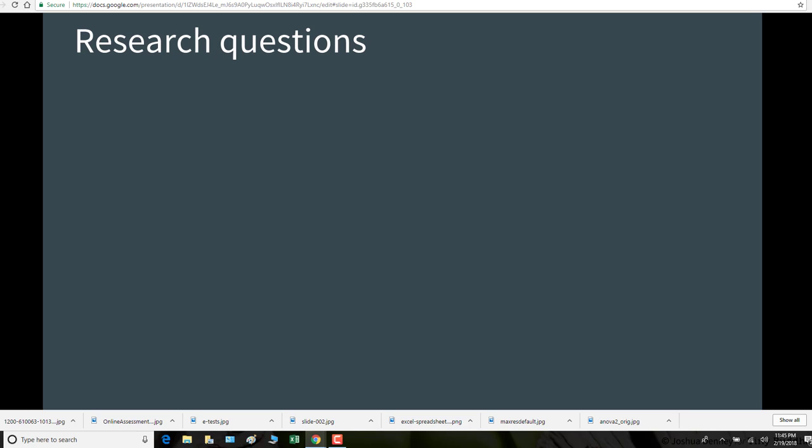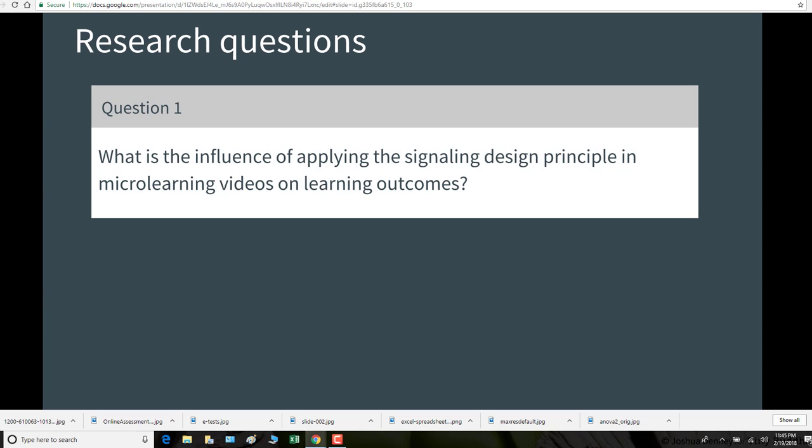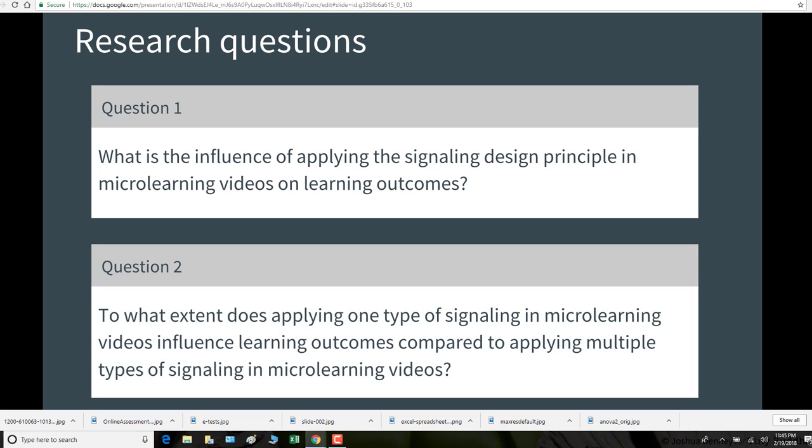In this quantitative study design on microlearning videos, 2 research questions will be explored. Question 1. What is the influence of applying the signaling design principle in microlearning videos on learning outcomes? And question 2. To what extent does applying one type of signaling in microlearning videos influence learning outcomes compared to applying multiple types of signaling in microlearning videos?